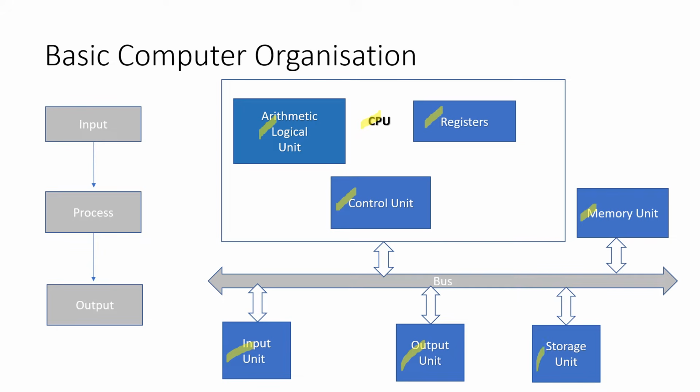And there is one other block on the side which explains the principle on which the computer system works. It works on the IPO principle, which means input, process and output. Given an input, the computer processes it and produces an output. So this is about the basic computer organization. Now we will look in detail at the individual components.